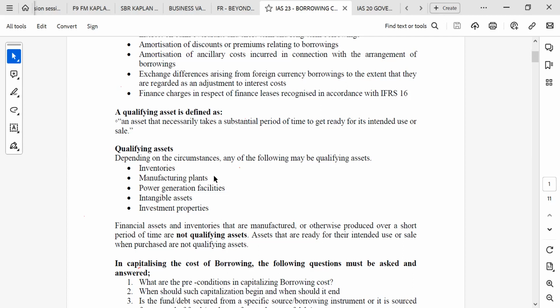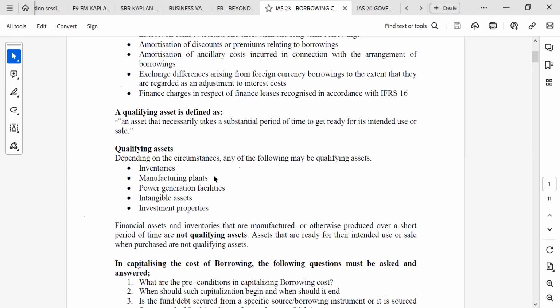It's not only assets under construction. You can also purchase an asset, or you can also purchase a motor vehicle, and you realize that the motor vehicle is not at the condition that you want it to be before you start using it. So you have to carry out work on it for it to be ready. If you take a loan to acquire it, then it means that the interest relating to the period that you have taken to get the motor vehicle ready for use must be what? Capitalized. But the question is, when do we start capitalizing the borrowing cost?